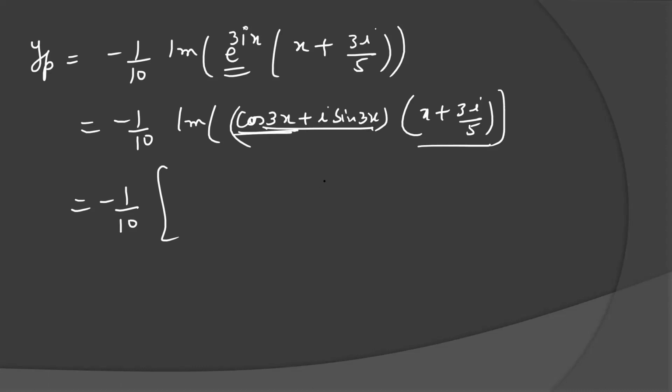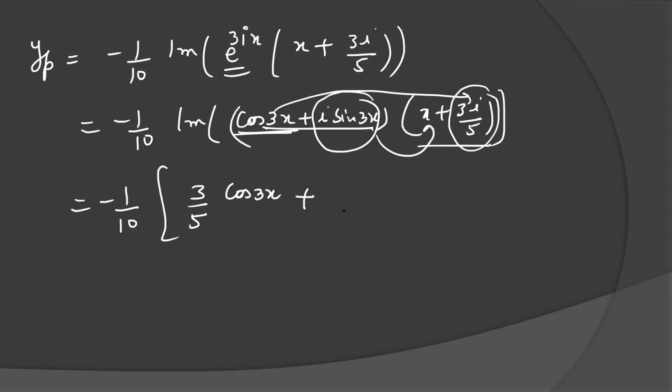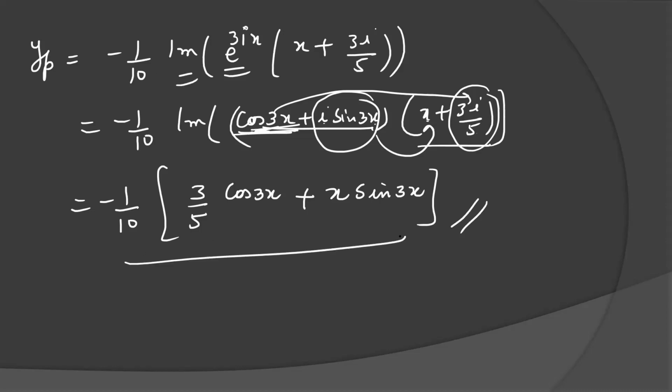So let's see what are the terms with iota. If we multiply cos 3x with 3i by 5, we will get the coefficient of i. So that is 3 by 5 cos 3x. Plus, if we multiply i sin 3x with x, we will get the coefficient of i. So x sin 3x. Now if we multiply this cos 3x with x, we will get the real part, so not interested. If we multiply i sin 3x with 3i by 5, iota into iota will be minus 1, so real part, not interested. We are interested in the imaginary part only. So this is the particular integral in this problem.